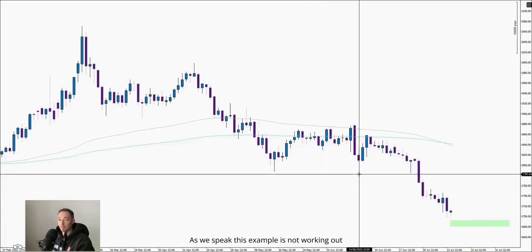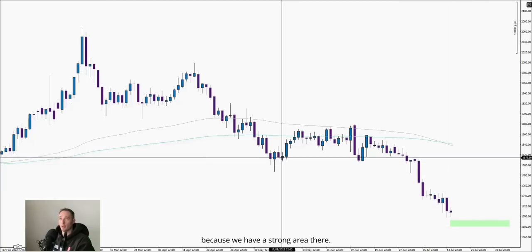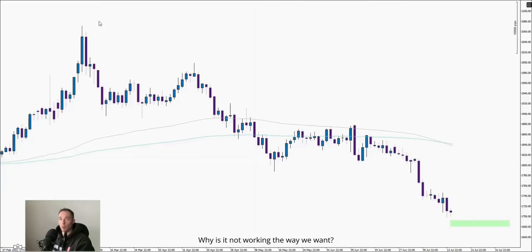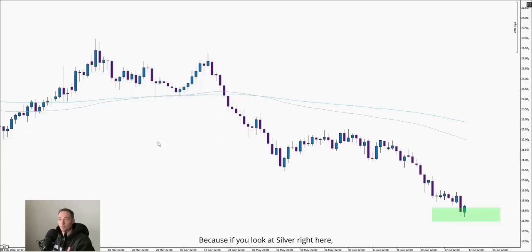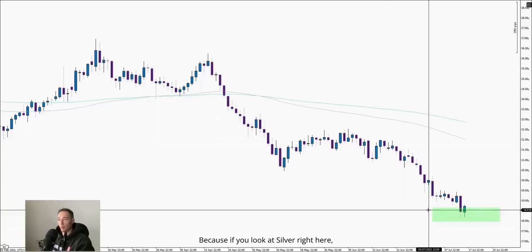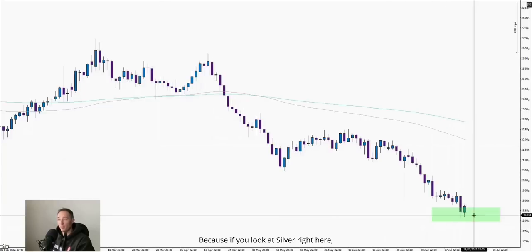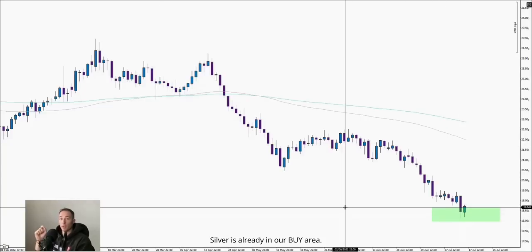As we speak, this example is not working out the way we want, but I believe it will work out the way we want, because we have a strong area there. Why is it not working the way we want? Because if you're looking at it, it's actually a good example, silver right here. Silver is already in our buy area, so I'm already long silver.